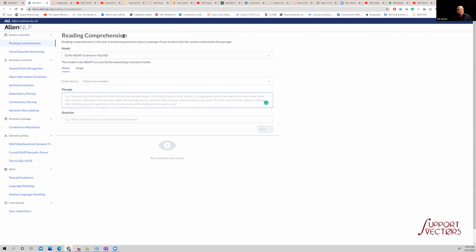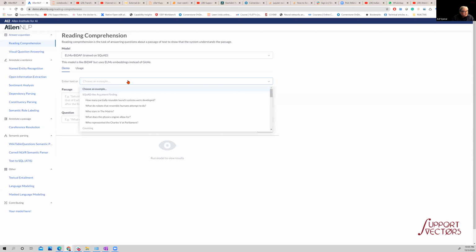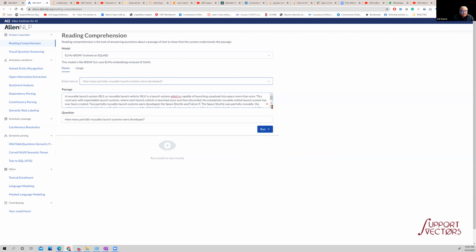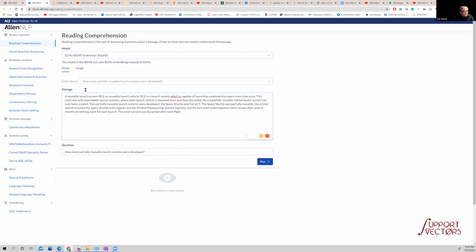So for example, this says reading comprehension, right? There is a particular model. These are all transformer-based models. You can enter your own passage and you can ask it questions. So for example, they give this example. Here is a text that has been entered. And now to this text, you ask this question: how many partially reusable launch systems were developed? And the NLP has to read this text and from that, figure out the answer.